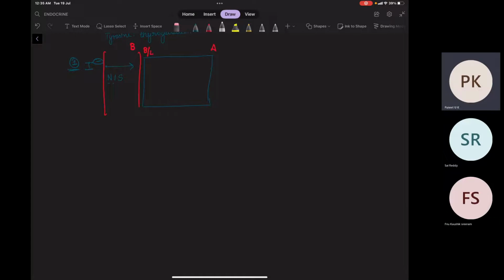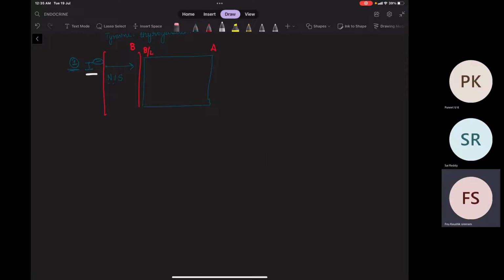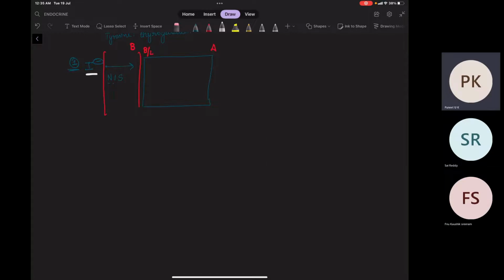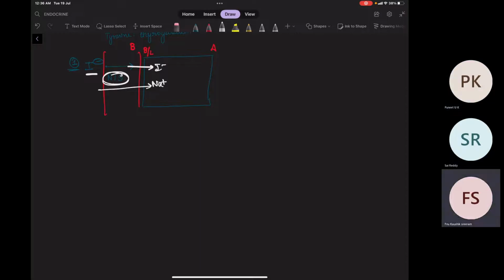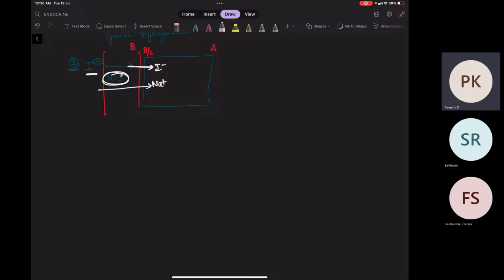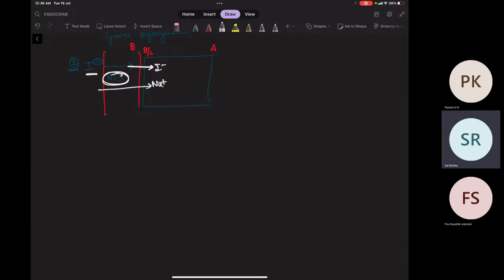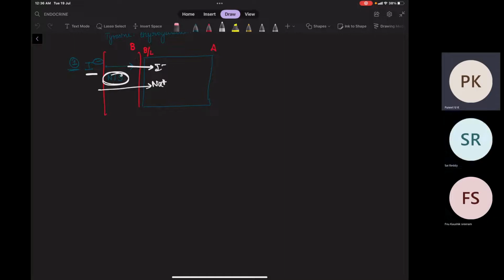Now basically what happens is, like he told, iodine is present in the reduced form, which is I minus. That is taken up by the follicular cell through NIS, the sodium iodide symport. What does that mean? Along with iodine, one sodium also comes in. Since it's a symport, no ATP is required. So this is the sodium iodide symport. Now what happens after that?